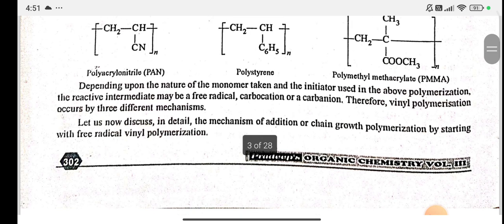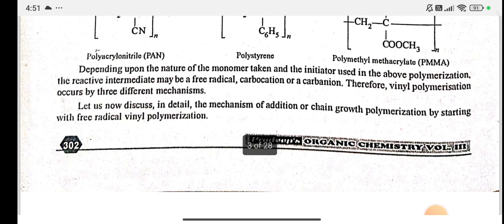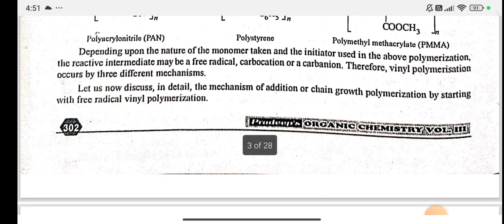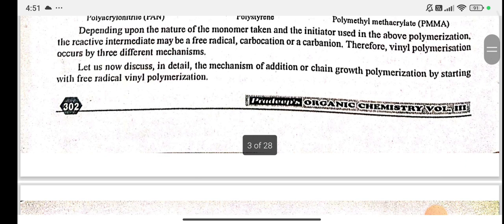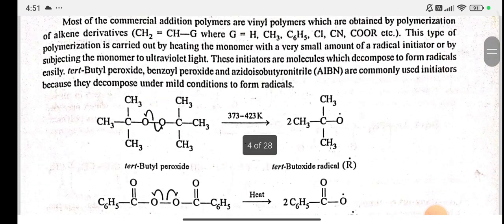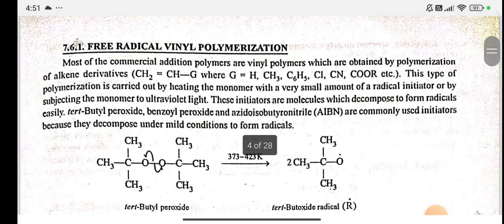Depending upon the nature of monomer taken and initiator used in the above polymerization, the reactive intermediate may be a free radical, carbocation, or carbanion. Therefore, vinyl polymerization occurs by three different mechanisms. Let us now discuss in detail the mechanism of addition or chain growth polymerization by starting with free radical vinyl polymerization. Free radical vinyl polymerization.